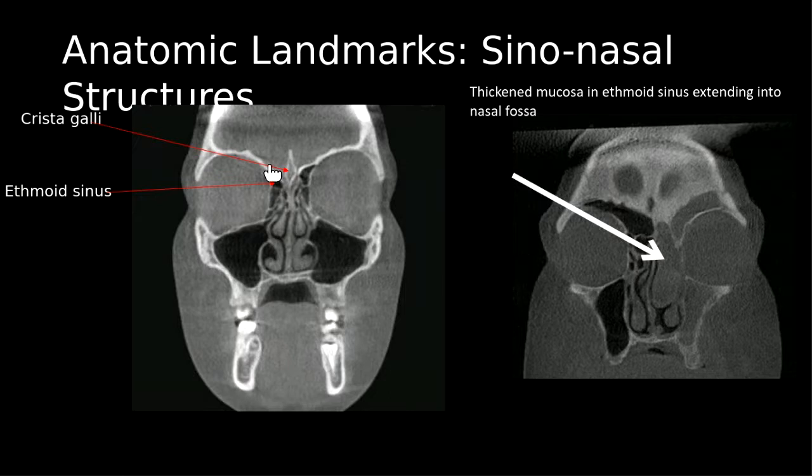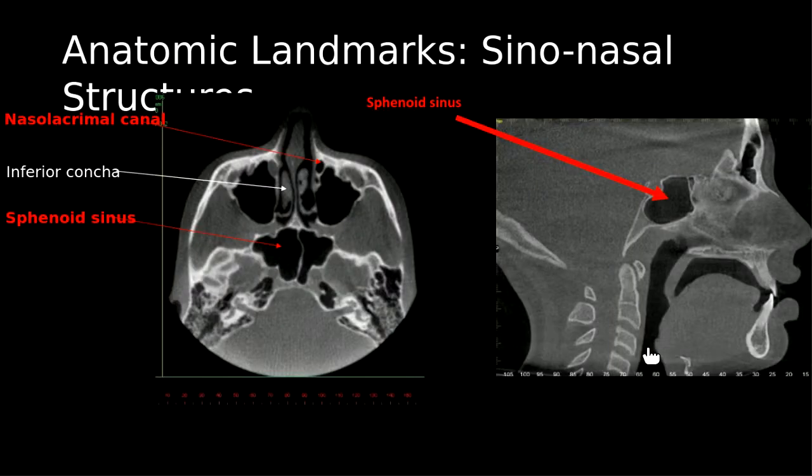And you can see this is the crista galli, where you can see this is the ethmoidal sinus, and this is the pansinusitis, which you saw, right? Very, very important features for your exam. Sphenoidal sinus, nasolacrimal duct, you have this inferior concha on your axial view, and this is a sphenoidal sinus.